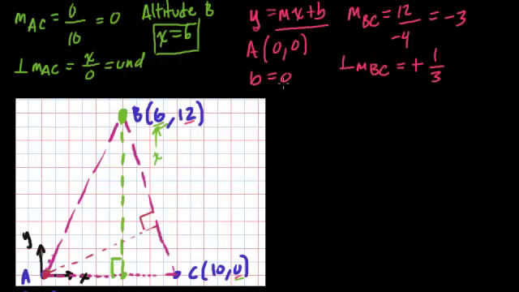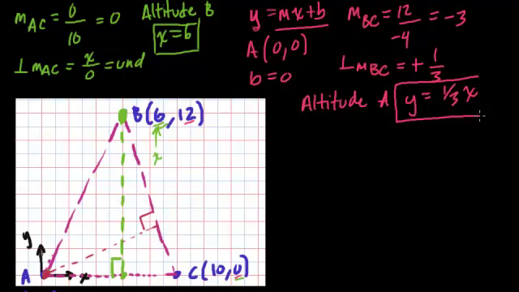So using my slope-intercept form, I'm going to say that altitude A has a slope of 1/3, so it's y equals 1/3 times x. And I could have it 1/3 times x plus 0 because the y-intercept is 0, but I'll leave it as this right here. So we have our second altitude. And we've got one more to go for the altitudes.